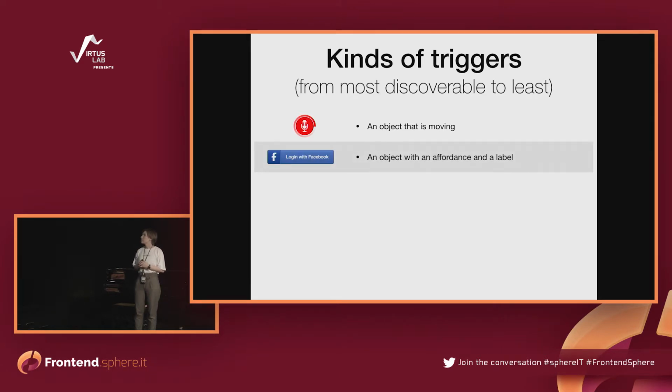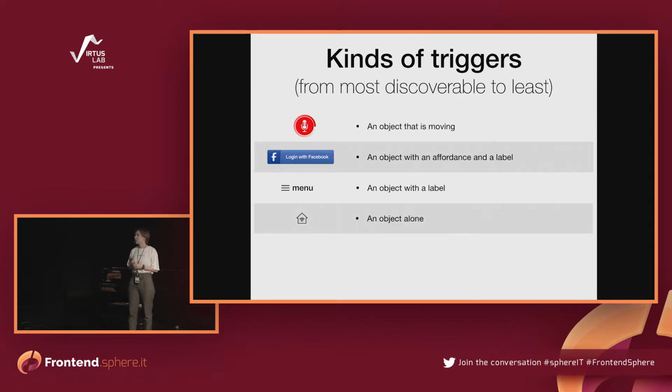After, it's an object with affordance and a label, like a labeled button, right? You're sure about the form, about the color, about the label. Next, it's an object with a label, like a labeled icon. After, it's an object alone as an icon. A label only, and an invisible trigger.